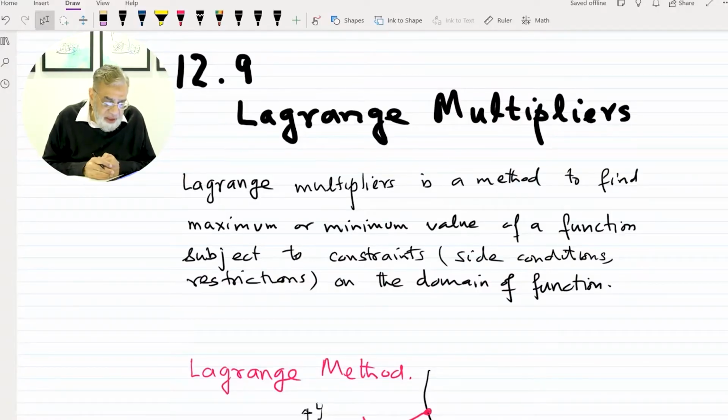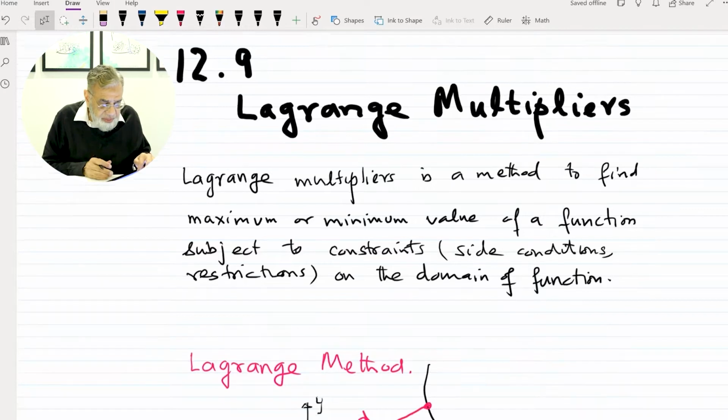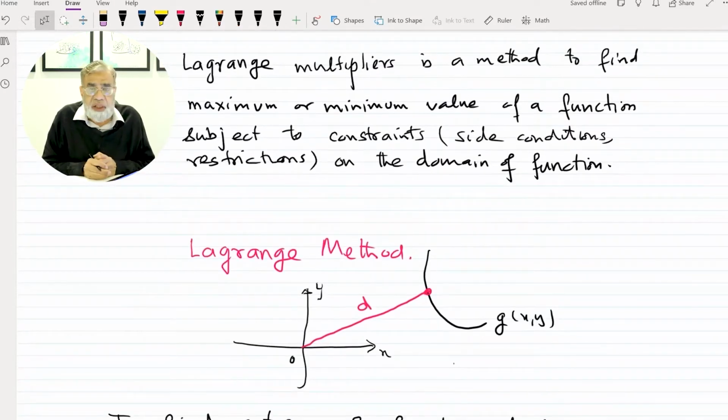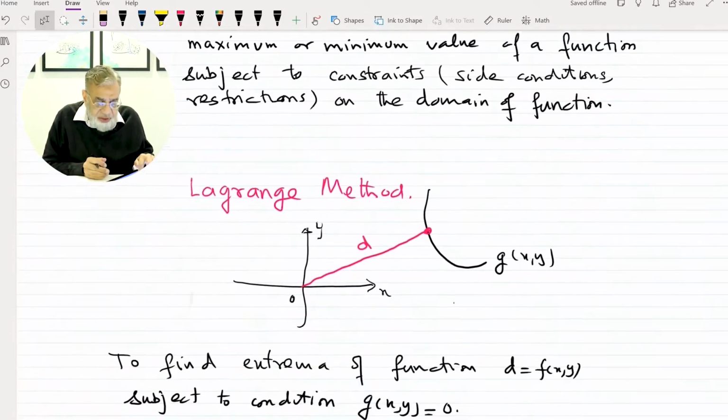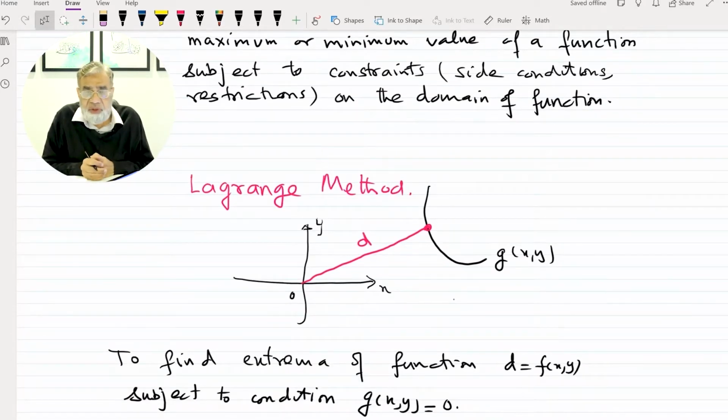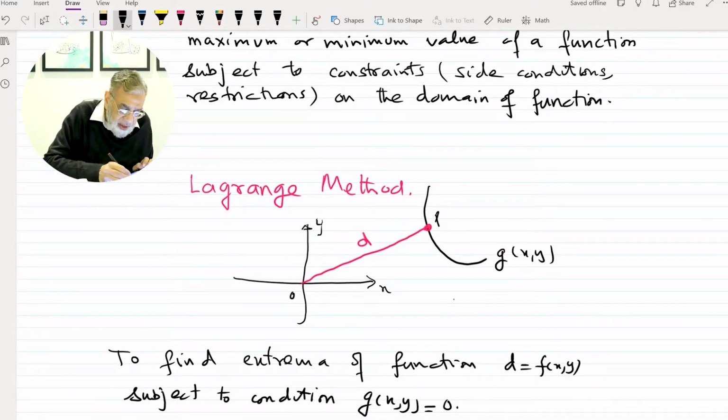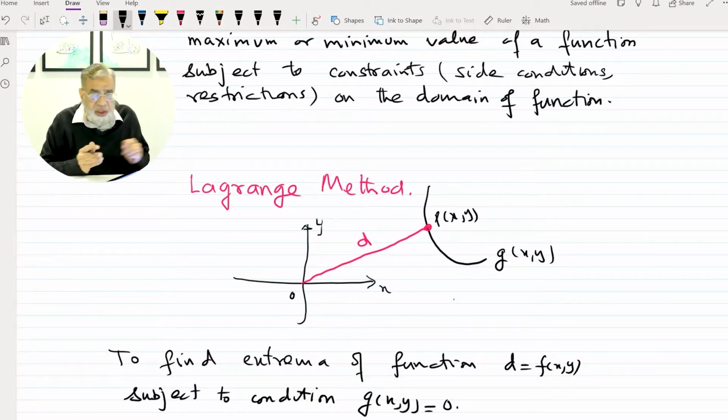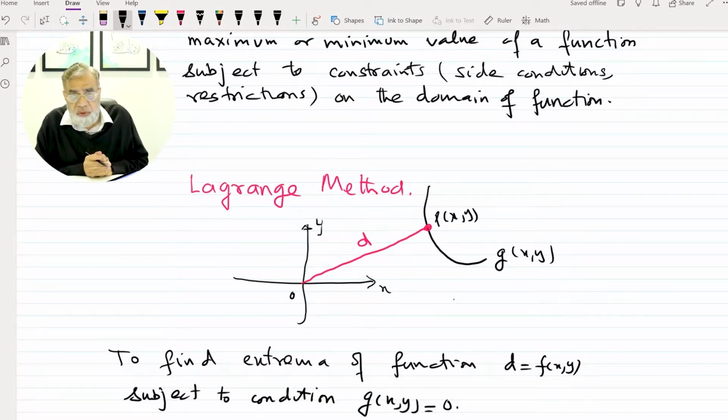This method is the Lagrange multiplier. For example, I take the two-dimensional case. I have the xy plane and I have a curve in the xy plane. I want to find the distance to be maximum, or the distance to be minimum, depending upon the nature of the question. So I have the function f(x,y), that's my distance d, and I have the condition g(x,y), that is, the point is on the curve. This point is P(x,y), and it is on the curve, and we want to find the minimum distance from the point to the origin.